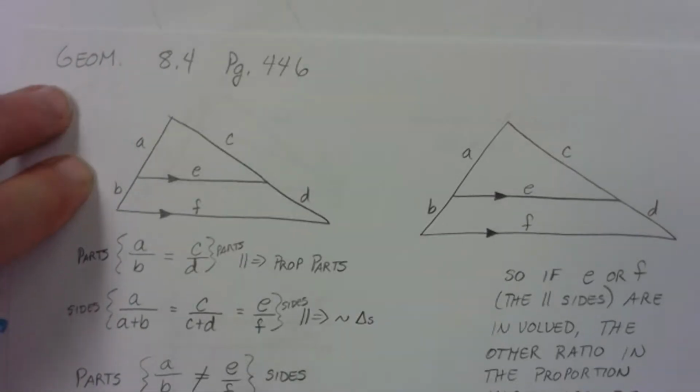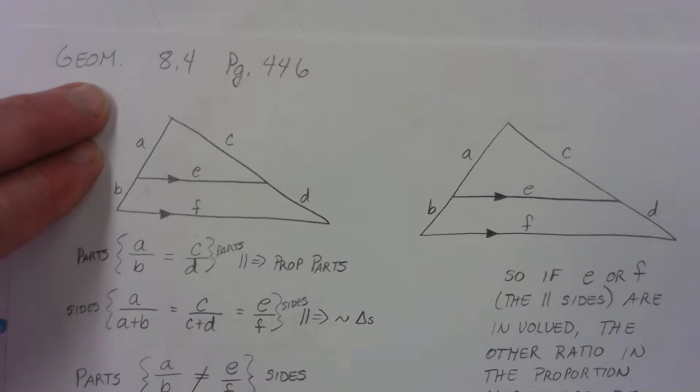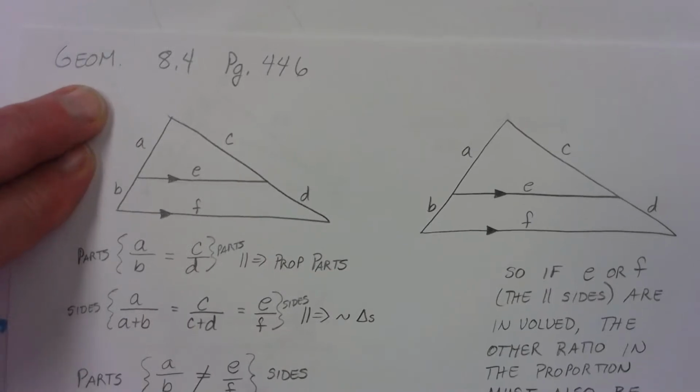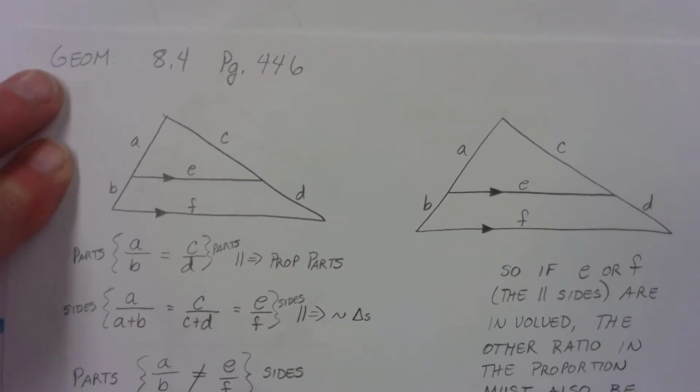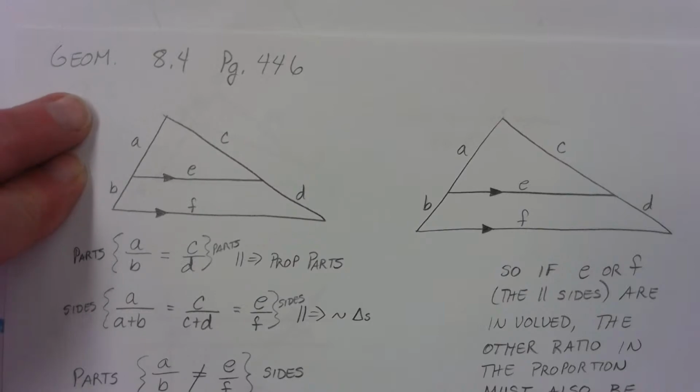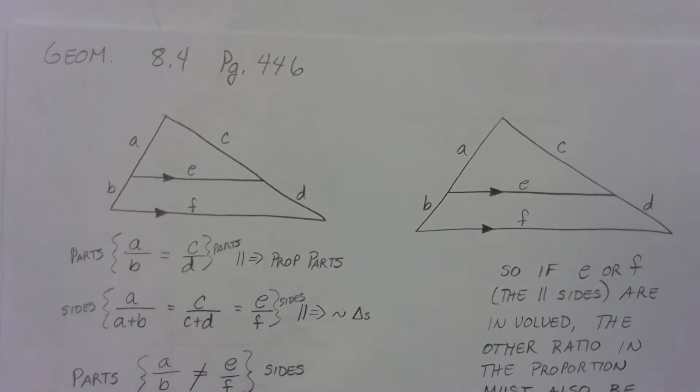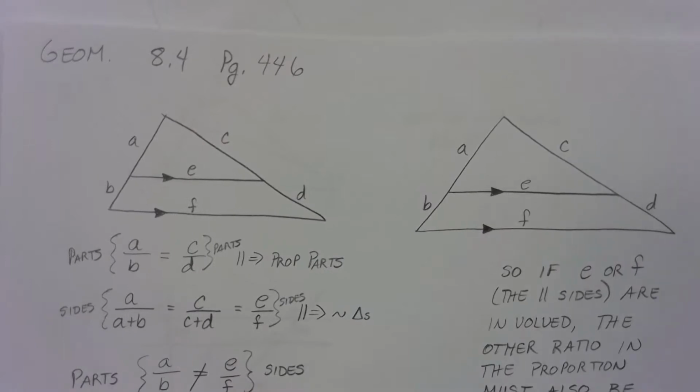Okay, here we are, geometry section 8.4. This is the last section in the chapter. For those of you taking it online, this is the last information you need to do assessment number 1 in Geometry B. So if you're going to follow along in the book or want to reference things, this one begins on page 446, and the title of it is Proportionality Theorems.